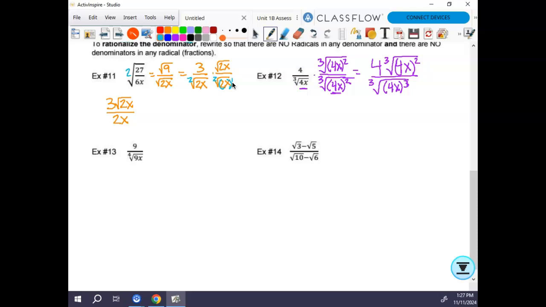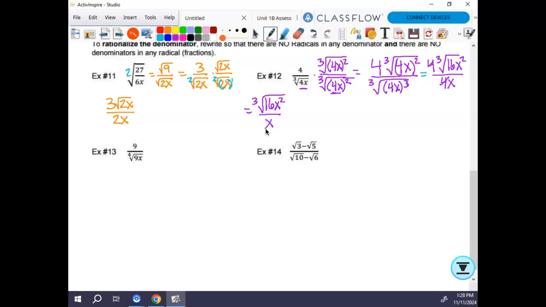So then that means that here, when I simplify this a little bit, I'm going to get 4 times the cube root of 16x squared over 4x. Can I reduce this some more? And cancel those 4's out, right? So then that gives me the cube root of 16x squared over x.